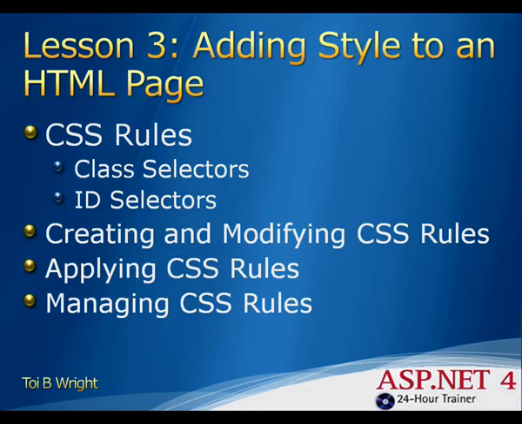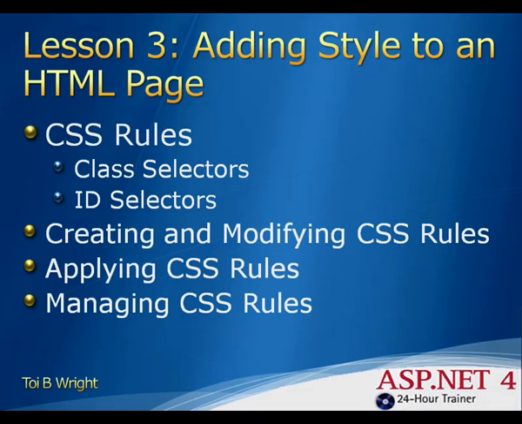A CSS rule consists of a selector and one or more declarations. The selector can either select an entire class of HTML elements or an individual HTML element by indicating the ID of the element. Creating and modifying CSS rules, you can use the Modify Style window and the Add Style Rule window to help you modify and create your CSS rules.